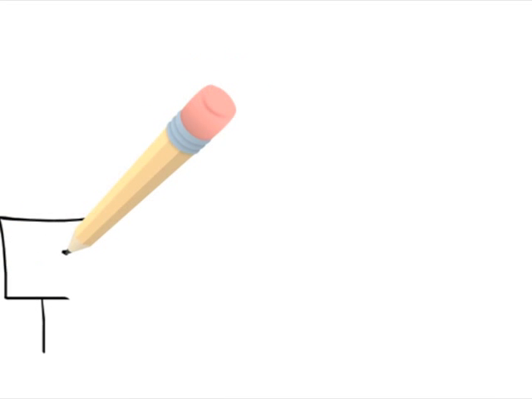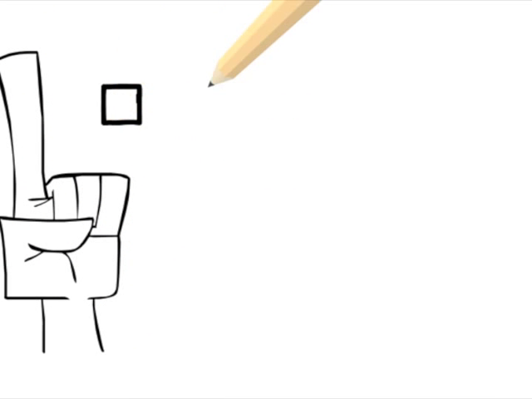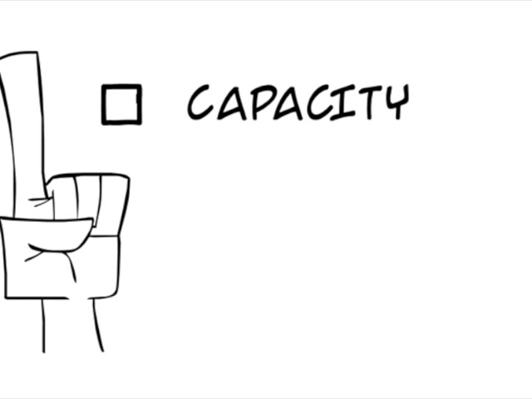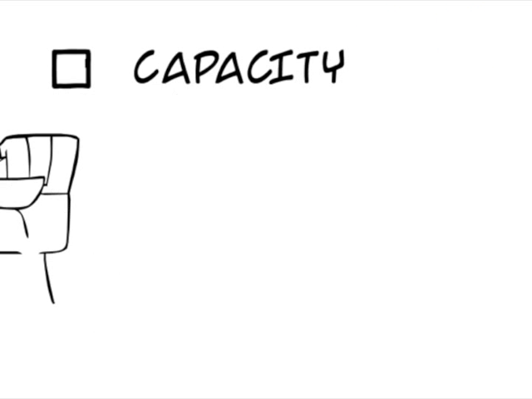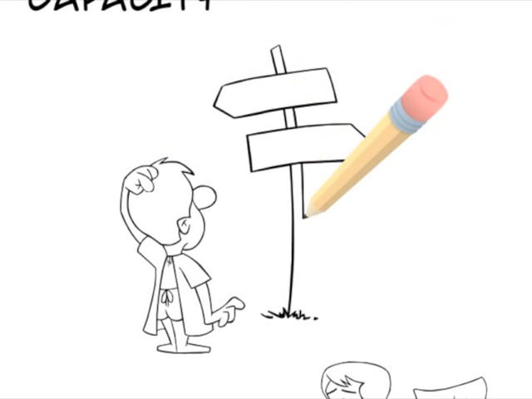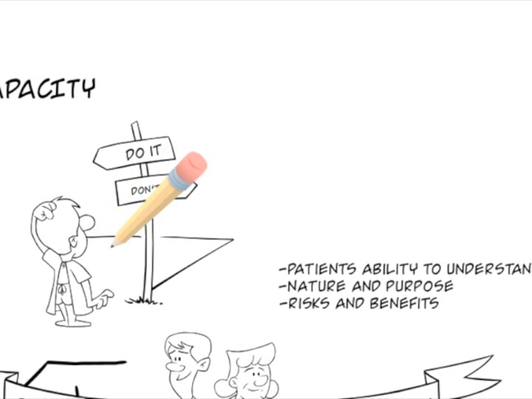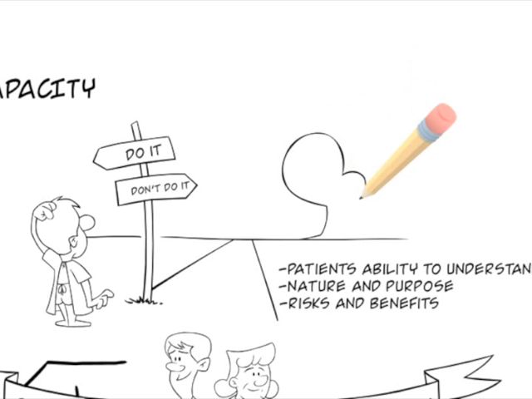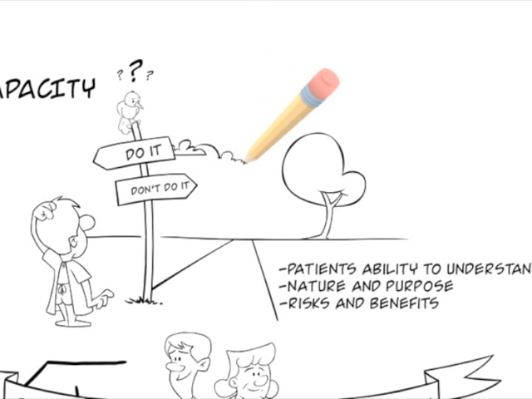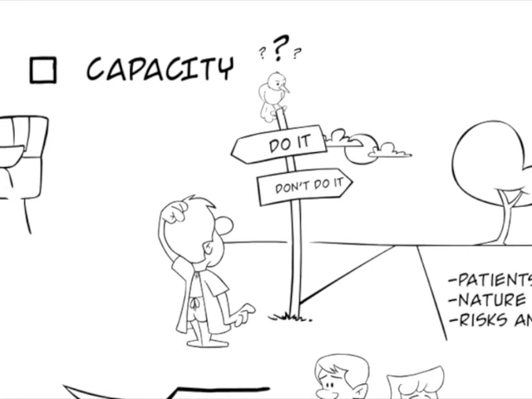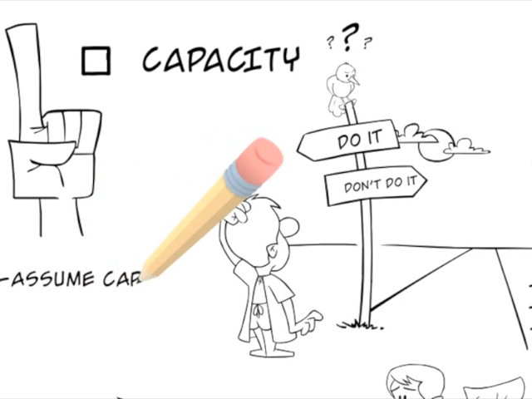The first aspect to consider when pursuing informed choice is capacity. Capacity is the ability to make healthcare decisions. When assessing capacity, consider the information you have about the patient's ability to understand the condition for which the treatment is proposed, the nature and purpose of the treatment, the risks and benefits of the treatment, and the risks and benefits of not having the treatment. You also need to consider the degree to which the patient's condition affects their ability to make an informed choice. And remember, we have to assume that the patient has capacity unless there is evidence to the contrary.